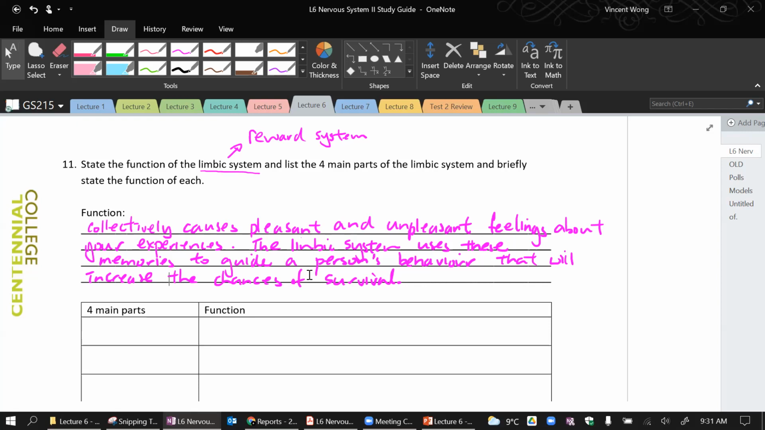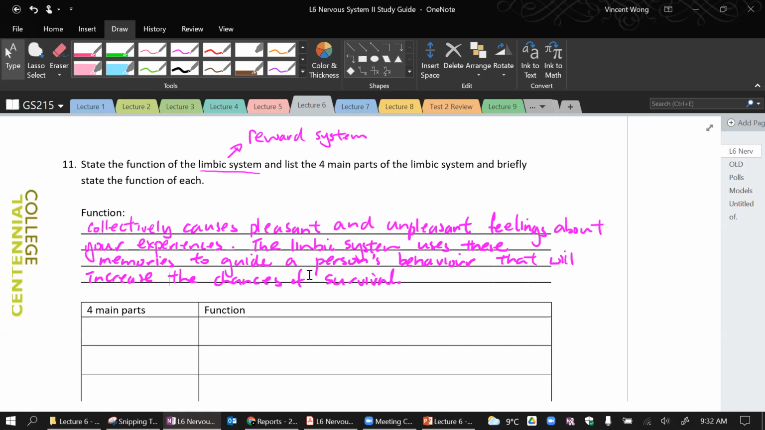Another example is if you have encountered a bear or something, and that bear caused you to be injured. Then that's an unpleasant experience. So next time you see a bear from far away, you know to avoid it, because if you engage it, you might get injured, and that would decrease your chance of survival. Okay, so that's basically what the limbic system is in its ancestral form.